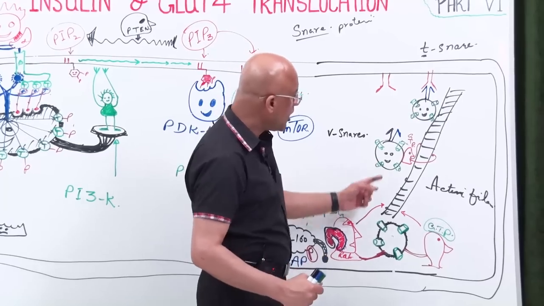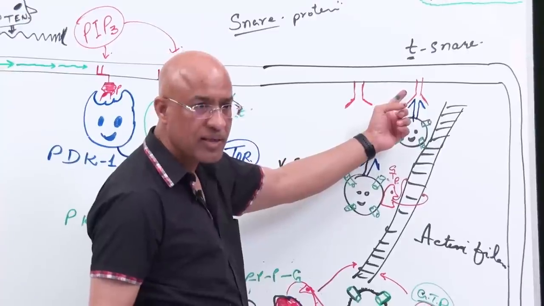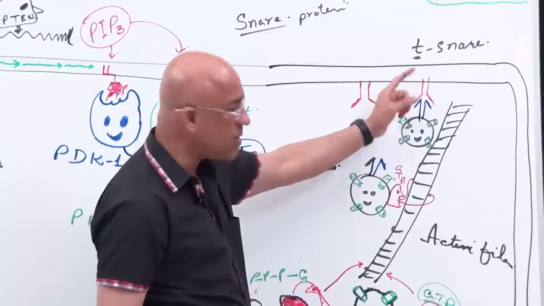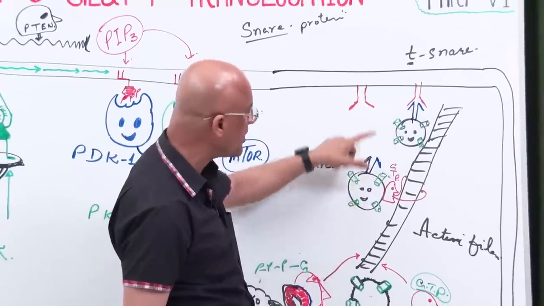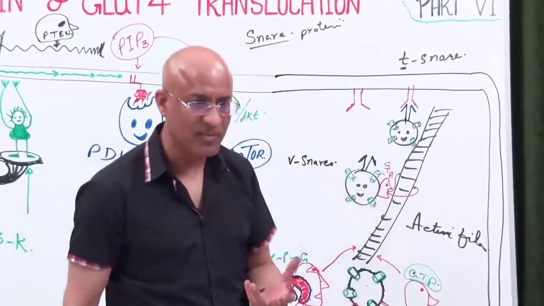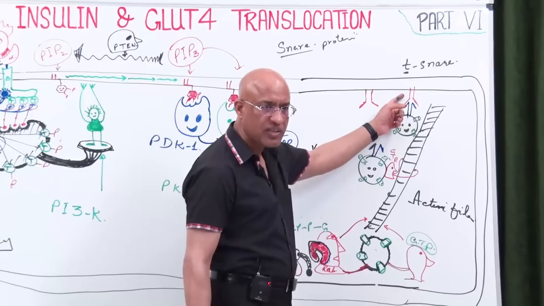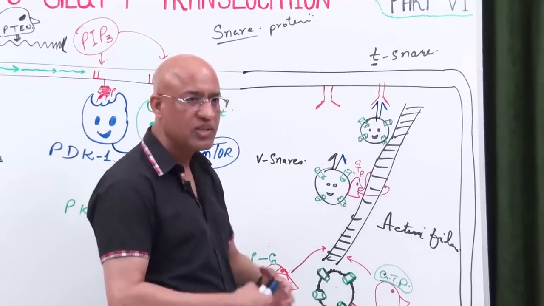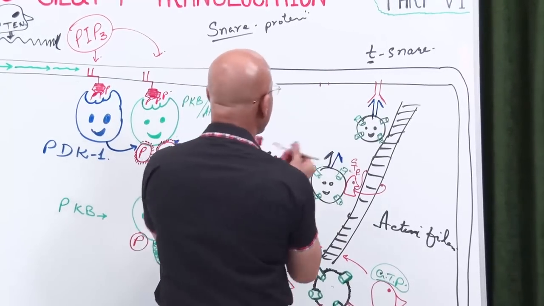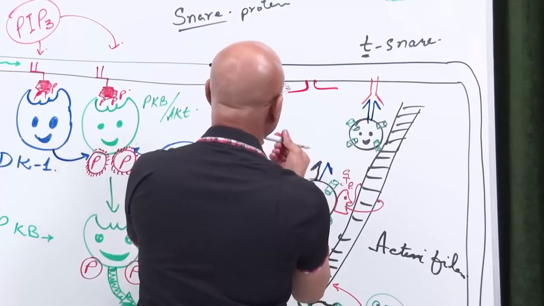And when along the actin filaments these vesicles are eventually approaching the membrane, then the vesicular membrane and target membrane, I mean the cell membrane, interact with each other through the hookers. It's better to say through the SNARE proteins. So V-SNAREs attach with the T-SNAREs, and once they attach with each other, they start undergoing some transformation. This V-SNARE will become like this and T-SNARE will become like that.